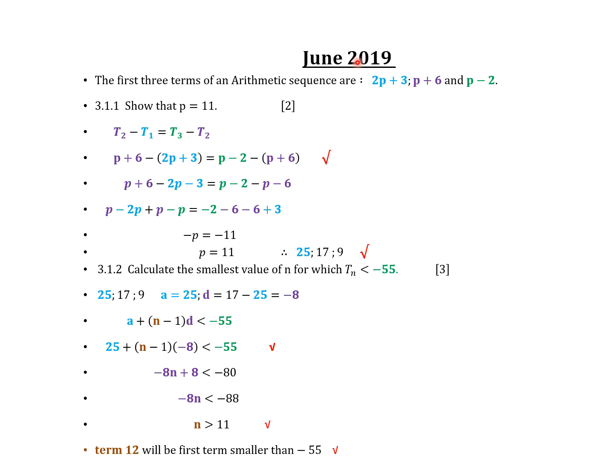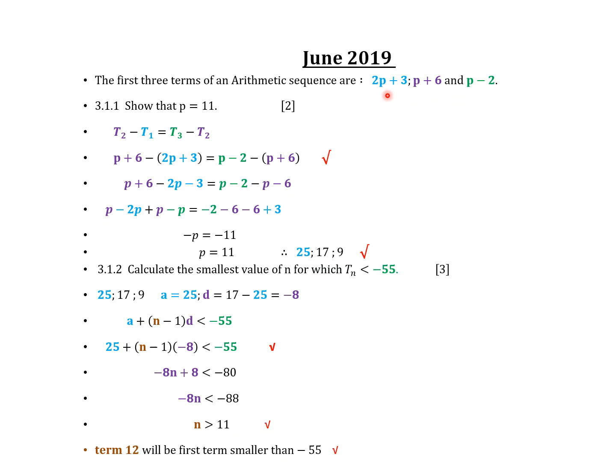June 2019. Again, the first 3 terms of an arithmetic sequence are 2p plus 3, p plus 6, and p minus 3. Show that p equals 11. So they said arithmetic sequence. So again, we're going to say term 2 minus term 1 must equal term 3 minus term 2. Right? So they have to be equal to each other for it to be an arithmetic sequence.